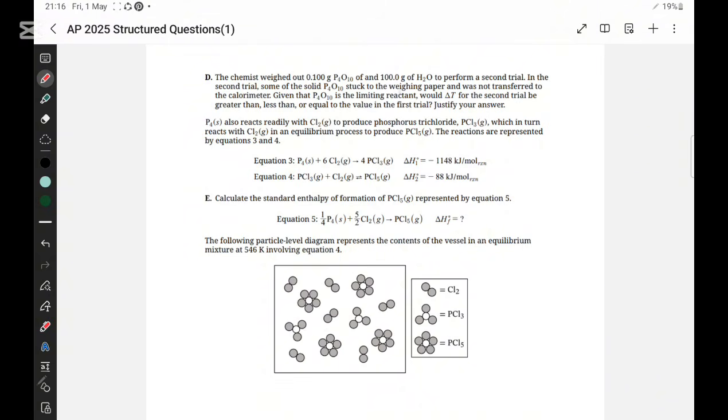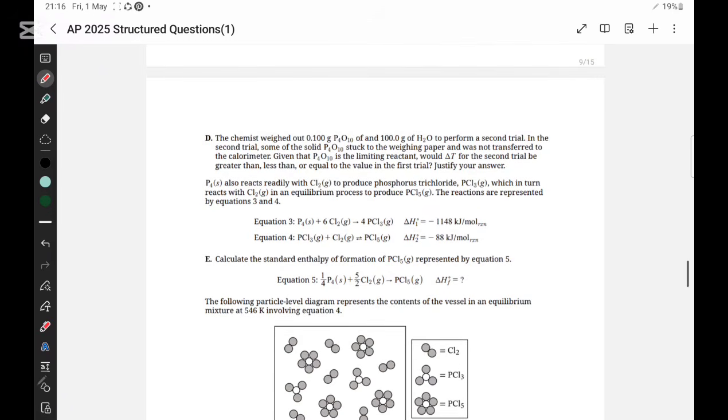For the next question, the chemist weighed out 0.1 gram of P4O10 and 100 gram of water to perform a second trial. In the second trial, some of the solid P4O10 stuck to the weighing paper and was not transferred to the calorimeter. So in effect, the P4O10 mass is decreased. Given that P4O10 is a limiting reactant, would delta T for the second trial be greater than, less than, or equal to the value in the first trial? Definitely it is going to be less than.